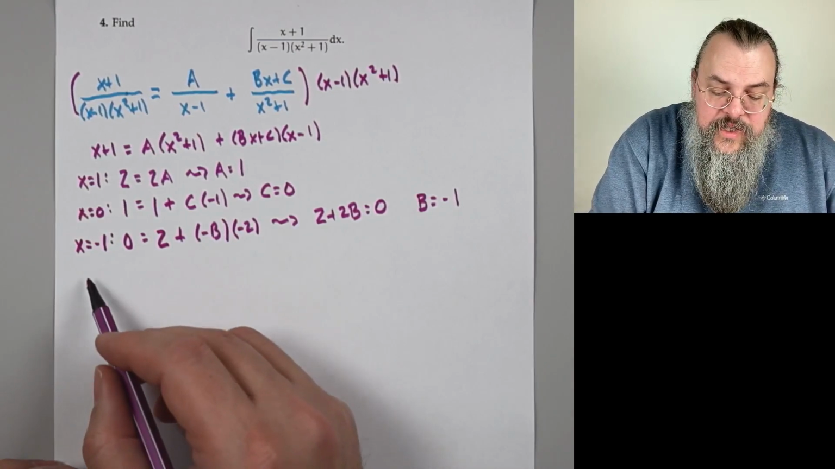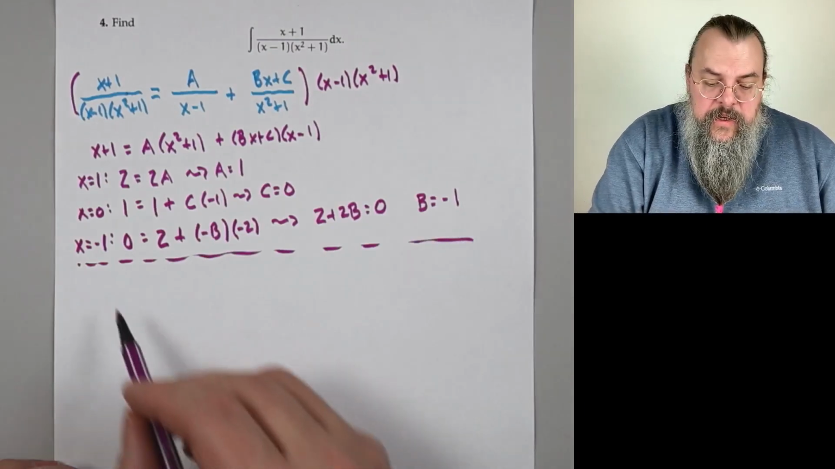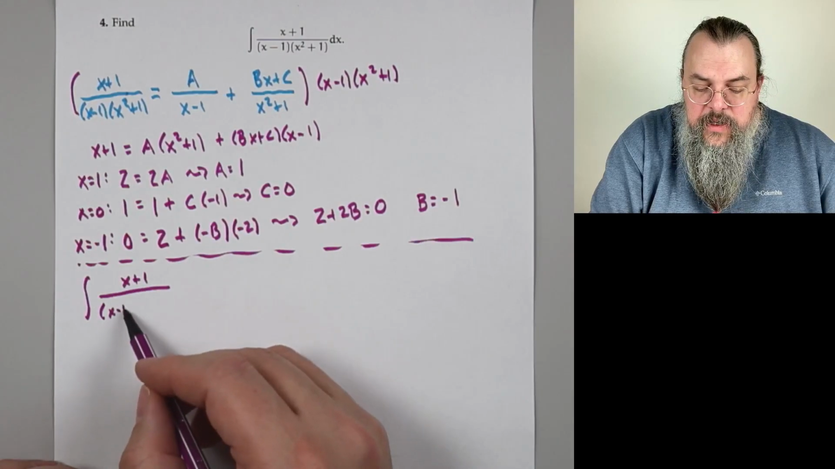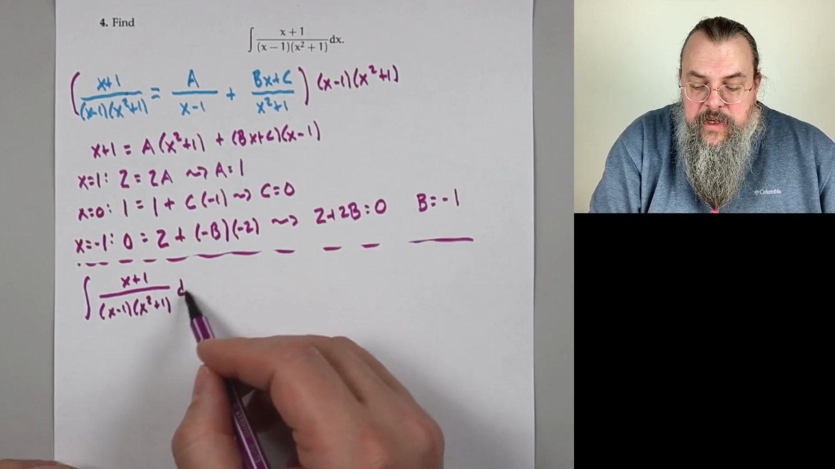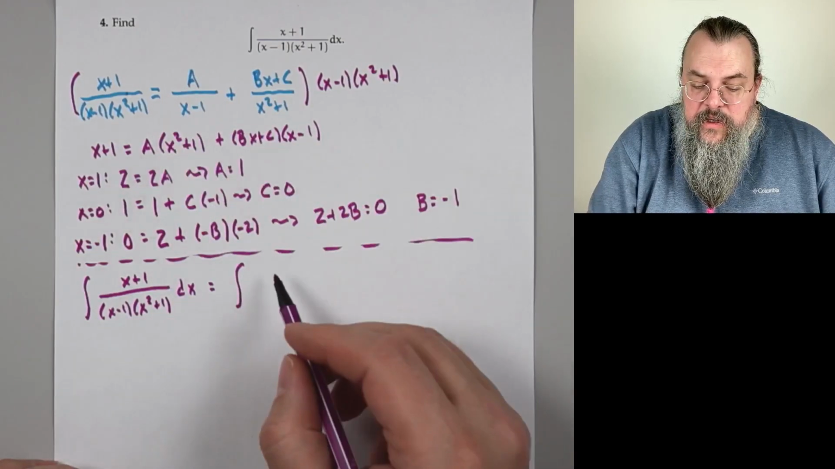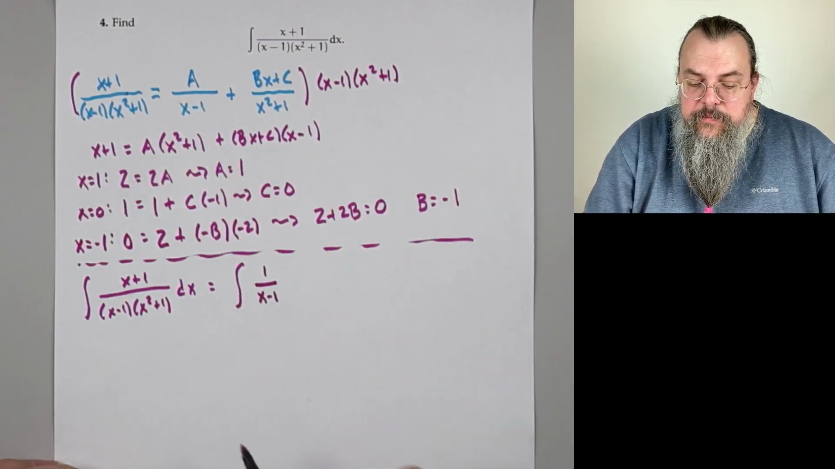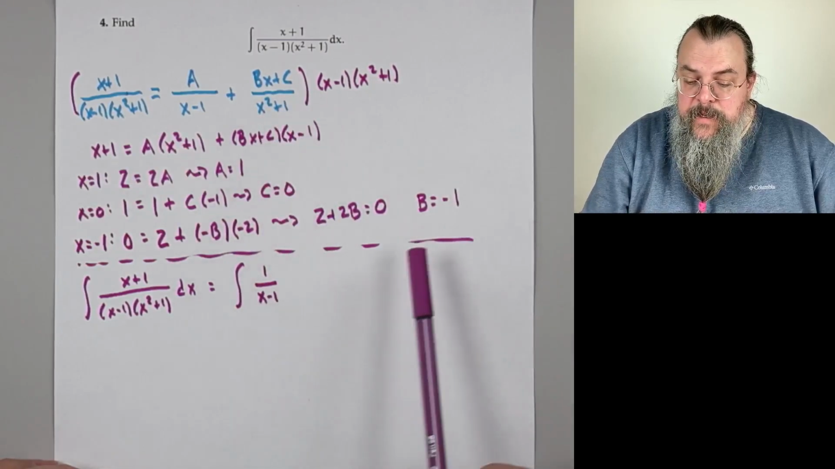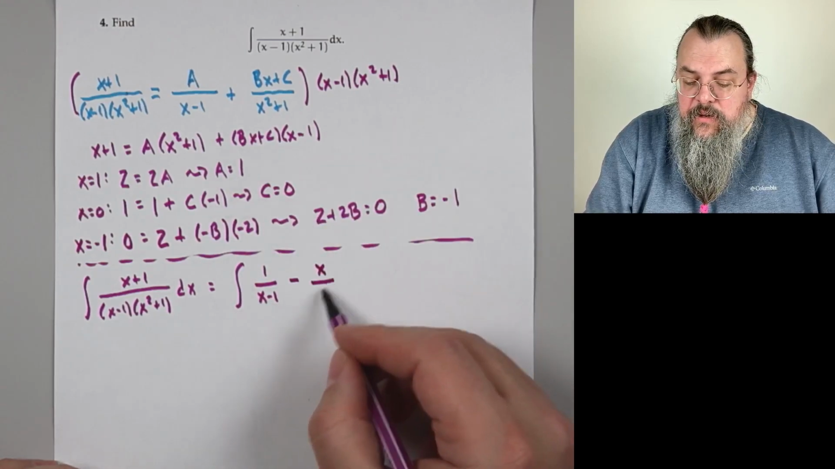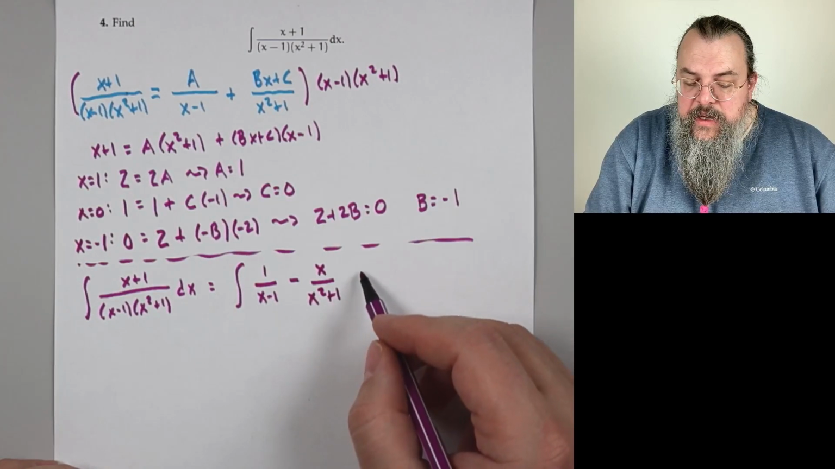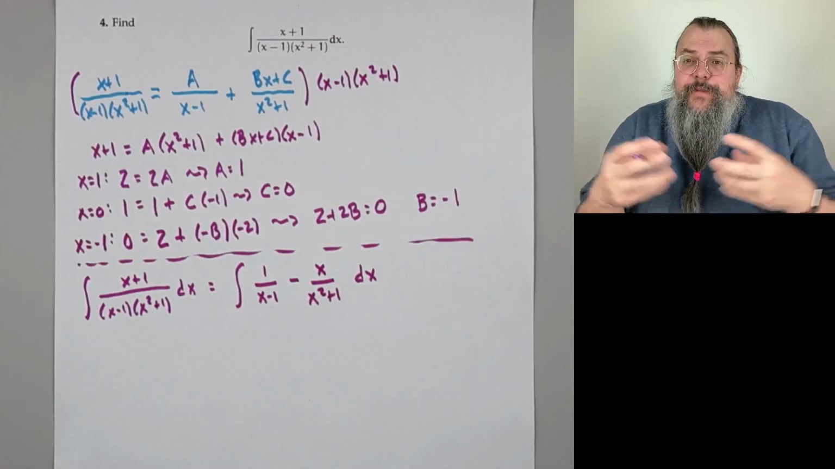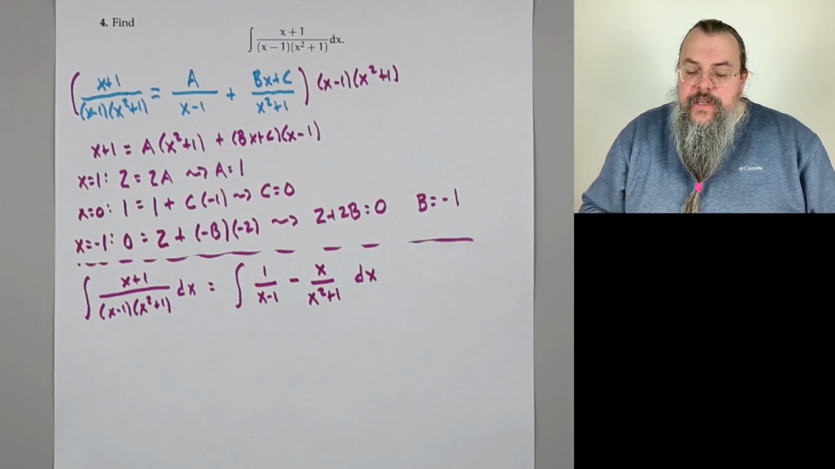All right, good. So now we know A, B, and C. And so the punchline is the following. Our original integral, which is x plus 1 over x minus 1 times x squared plus 1, becomes the integral of A over x minus 1, so 1 over x minus 1, and then Bx plus C. Well, that's minus x plus 0. So that'll become minus x over x squared plus 1. And we're in better shape, because we've pulled things apart into smaller, easier to digest pieces.